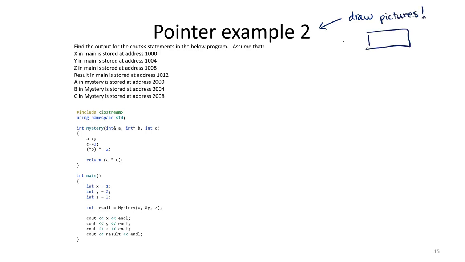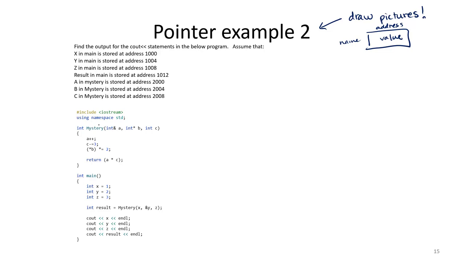The approach I recommend is writing the variable's name, address, and value in boxes like this. And then as you read the code, you can track what is happening. Let's go ahead and try this example.